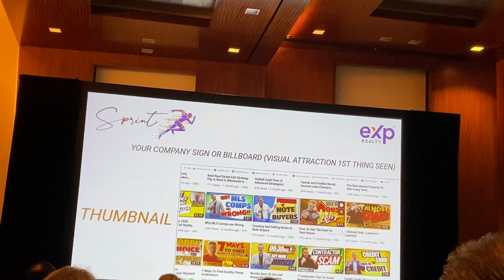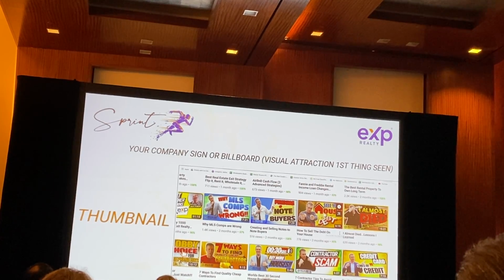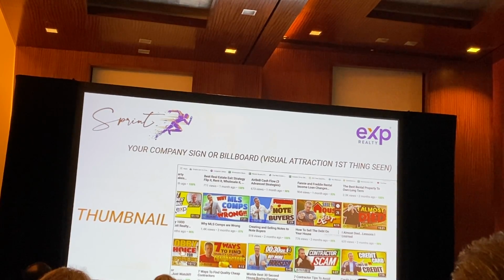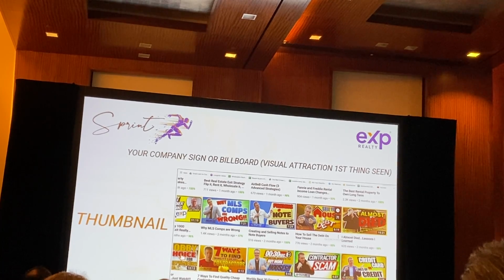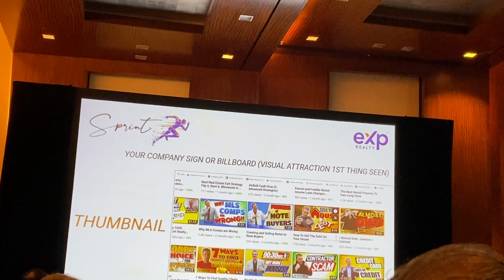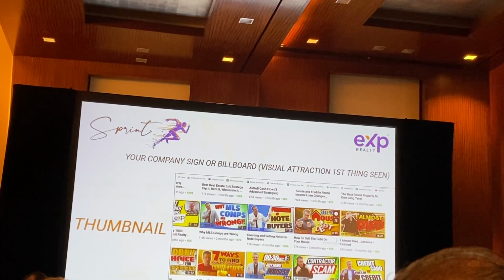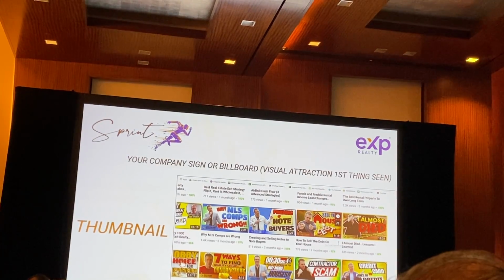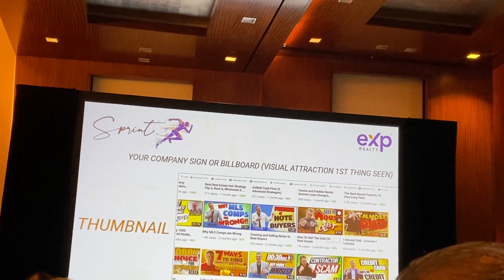When it's scrolling through, look at that bottom one, 7 ways to find cheap deals. That blue contrast stands out. So we're trying to create contrast. The other thing we're trying to do is use bright colors. Think about what catches your attention in nature. If you go out in the woods, are you going to get your attention caught by a blackbird or a brown bird more than a blue jay or a cardinal, right? So we want to use bright colors.